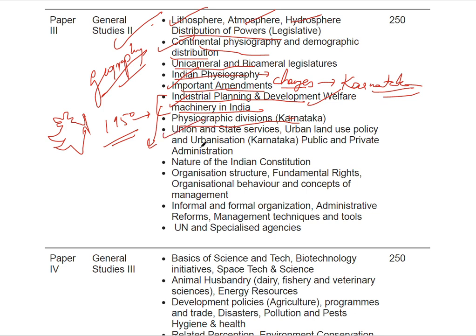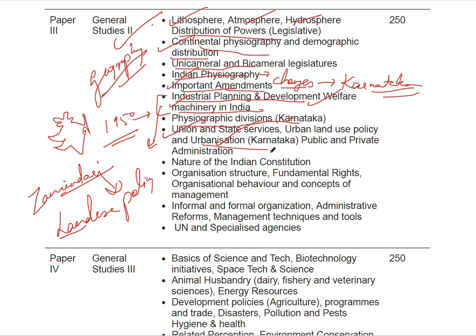Once that has been done, there is something called union and state services, urban land use policy, urbanization. As we all know, there was something called the zamindari system. So how did we move from the zamindari system towards modern urbanization? What changes have happened in the land use policy of Karnataka? This is something we will be covering in this part.